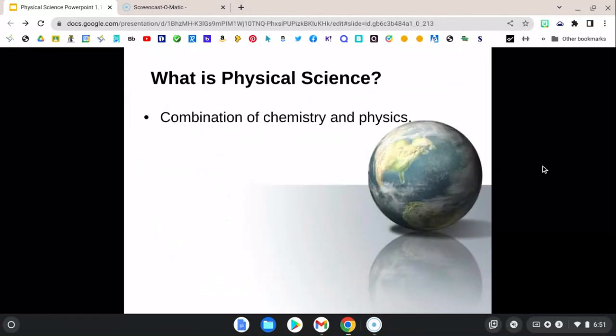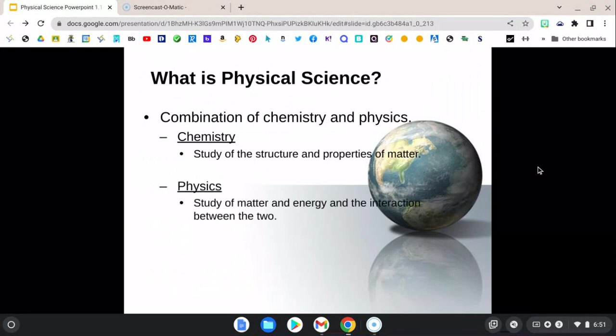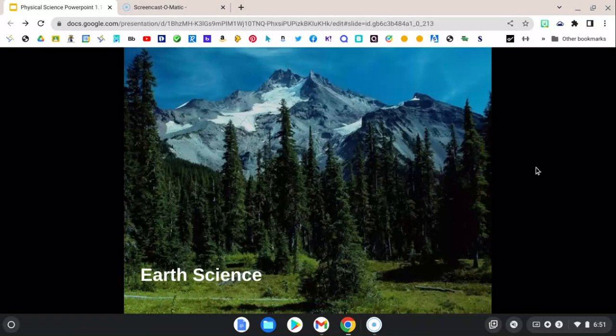What is physical science? It's a combination of chemistry and physics. Chemistry is the study of the structure and properties of matter, while physics is the study of matter and energy and how they interact. Earth science, like we said, studying how we build mountains. Why do volcanoes erupt? How do earthquakes occur?